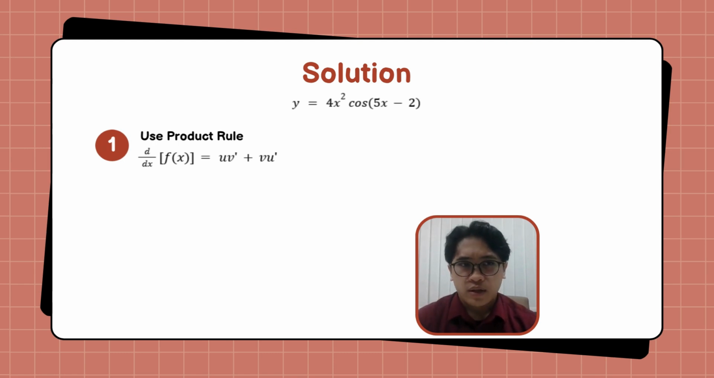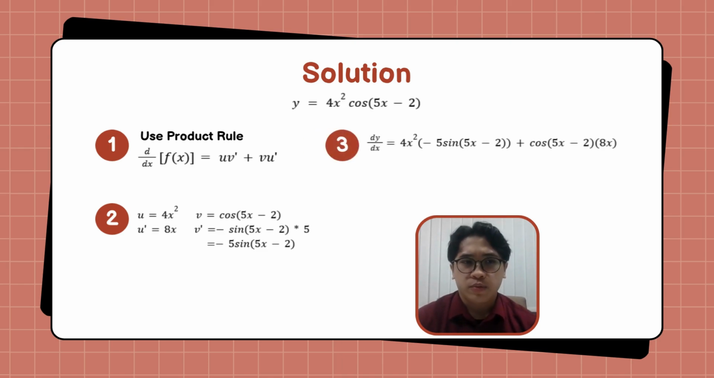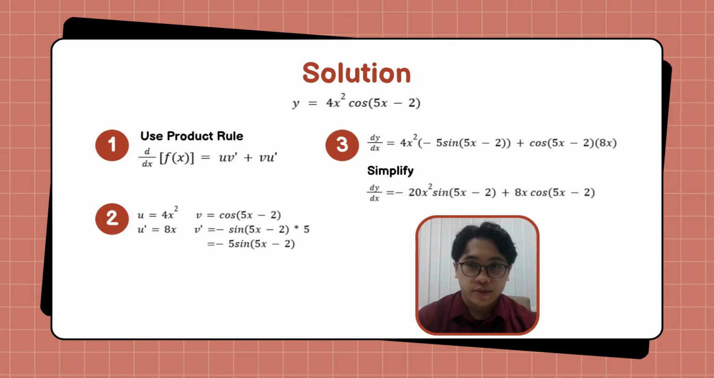As you can see, x squared is our u. We then differentiate it, it becomes 2x, and that is our u'. Then cos(5x - 2) is our v. We then differentiate it to get -5 sin(5x - 2), and that is our v'. The next step is to place each term accordingly using the product rule formula. Next, simplify that, and that is our final answer for this question.